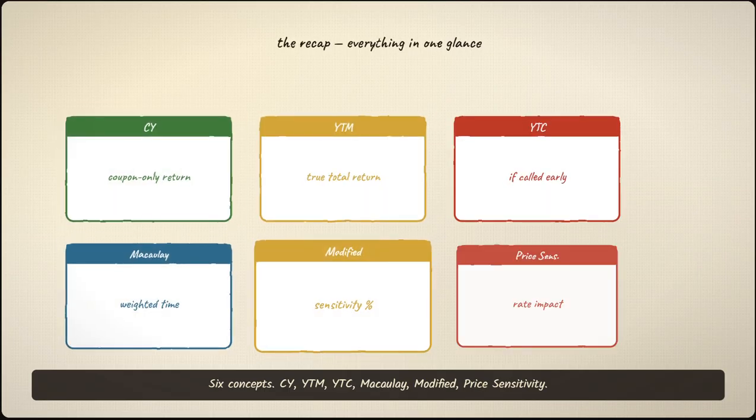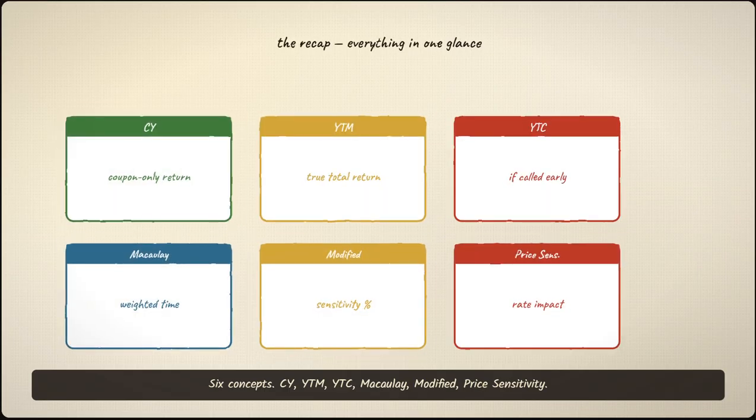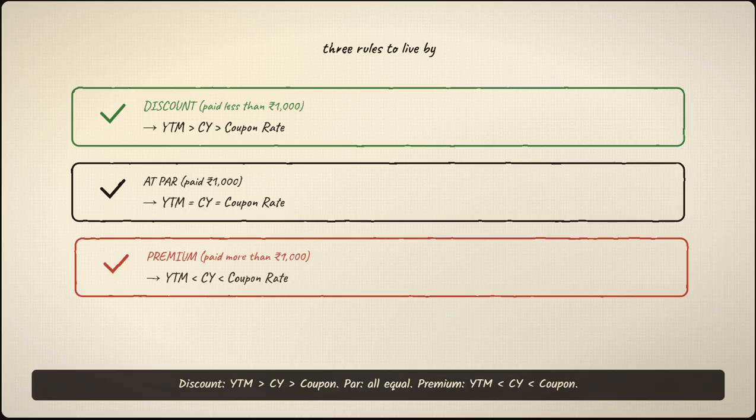So, to recap what we covered in this episode, current yield is the quick and dirty coupon return. Yield to maturity is the real number. It captures coupons, principal gain or loss at maturity, and the time value of all the cash flows. When a bond trades at a discount, yield to maturity is higher than the coupon, and when it trades at a premium, yield to maturity is lower. At par, they are identical.